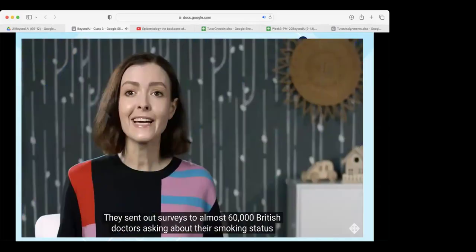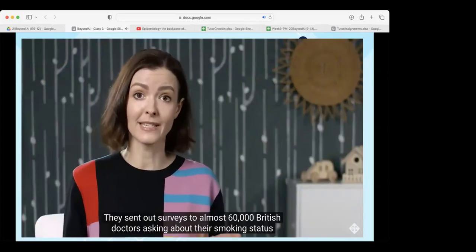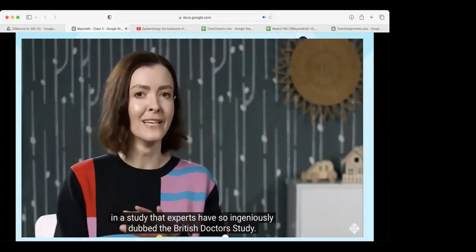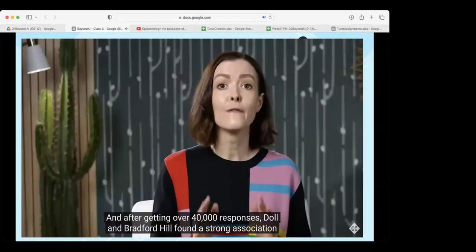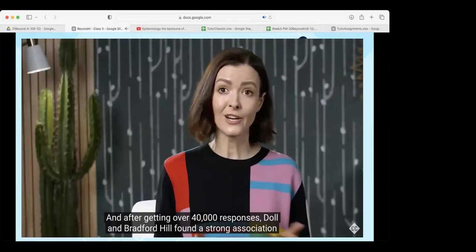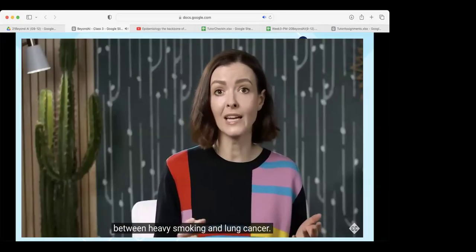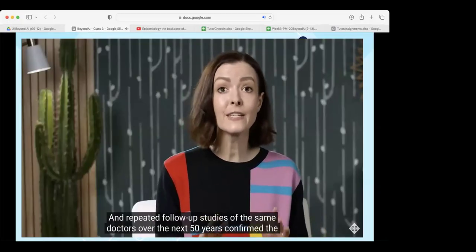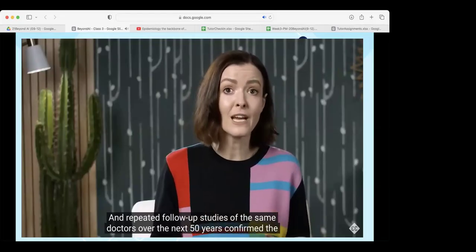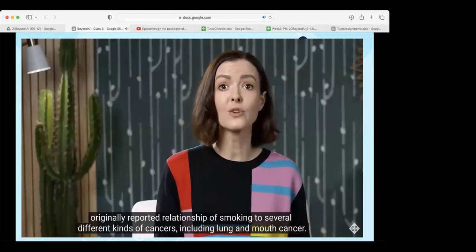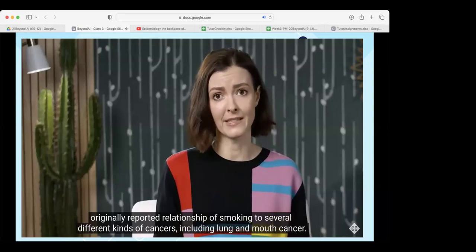They sent out surveys to almost 60,000 British doctors asking about their smoking status in a study that experts have so ingeniously dubbed the British Doctors Study. And after getting over 40,000 responses, Doll and Bradford Hill found a strong association between heavy smoking and lung cancer. And repeated follow-up studies of the same doctors over the next 50 years confirmed the originally reported relationship of smoking to several different kinds of cancers, including lung and mouth cancer.